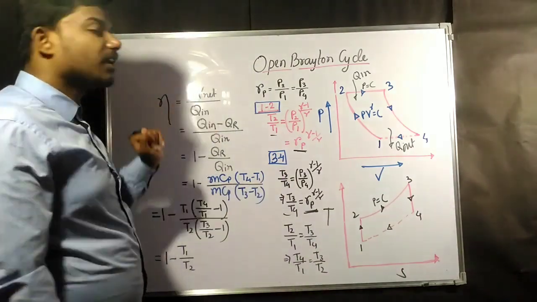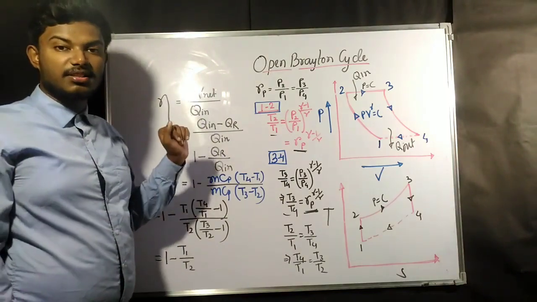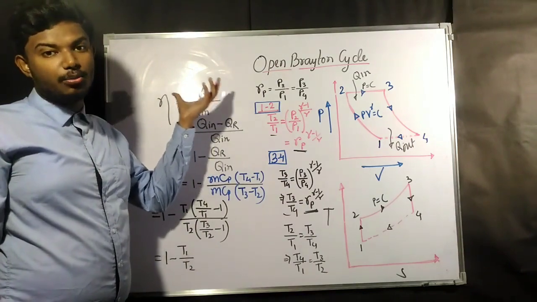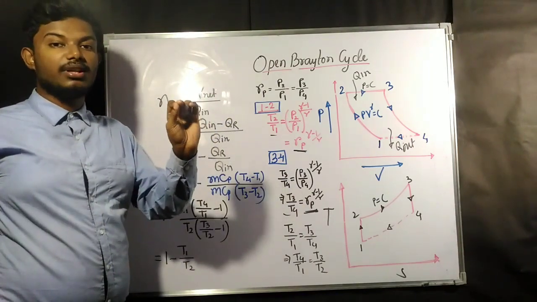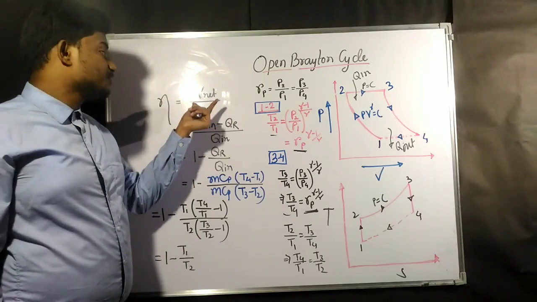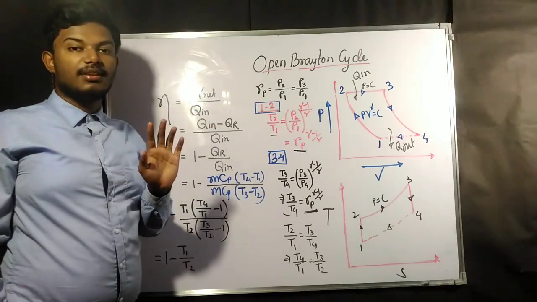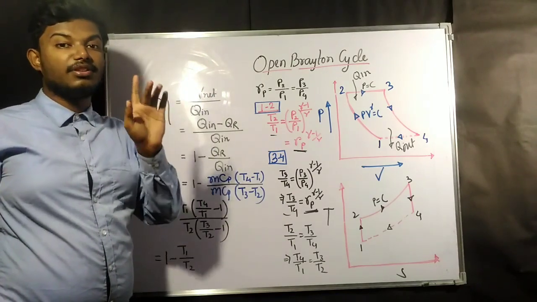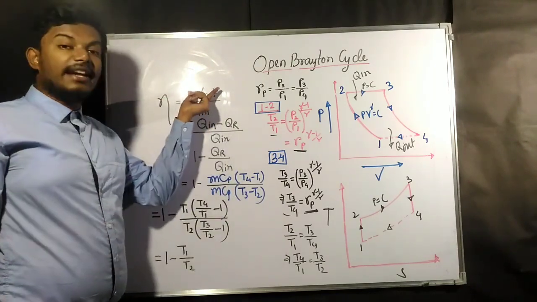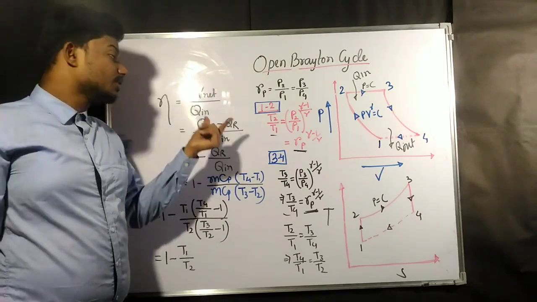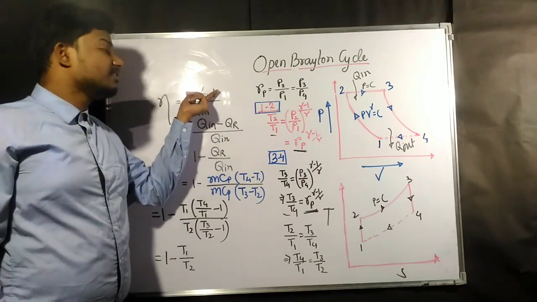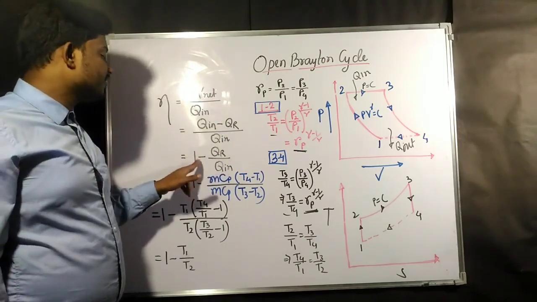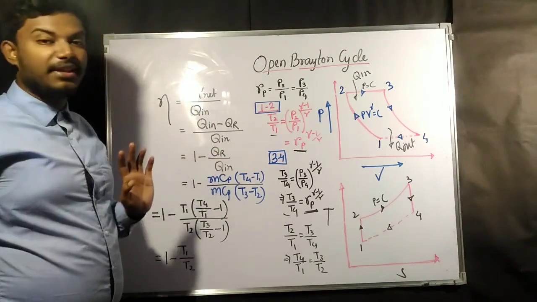Now coming to the efficiency of the open Brayton cycle. What is going to be there? You know efficiency is W net, the work output, divided by whatever energy input we are going to give. So this is QE. Now we are replacing W net by Q in minus Q out, because we know that for a cycle, the first law of thermodynamics tells us that the net work interaction is going to be equal to the net heat interaction. So we are replacing net work interaction with net heat interaction. Now if you simplify this you are going to get 1 minus QR by QE.